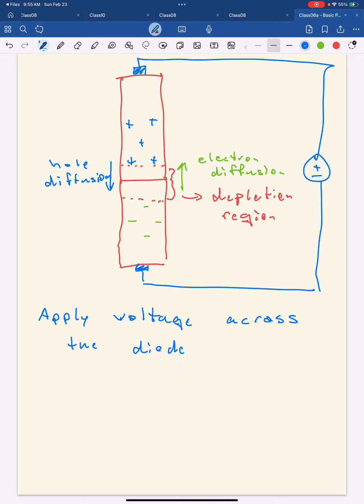If we apply a negative voltage, the depletion region gets bigger, and so that's kind of important. That gets more off, you could say. Across the diode, charge carriers move back into the depletion region. When I say charge carriers, I mean holes and electrons.